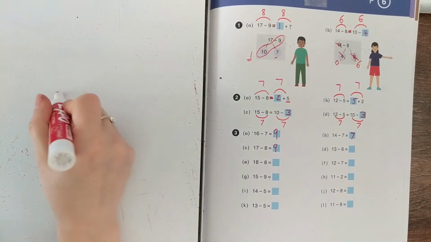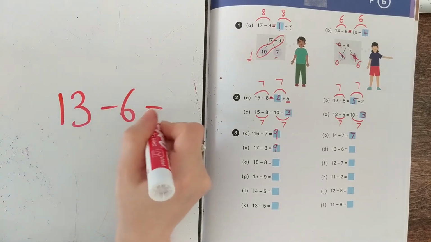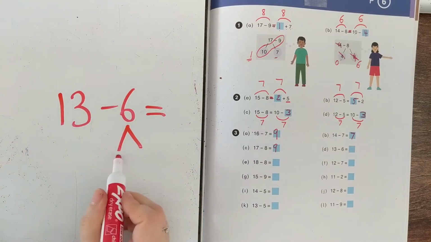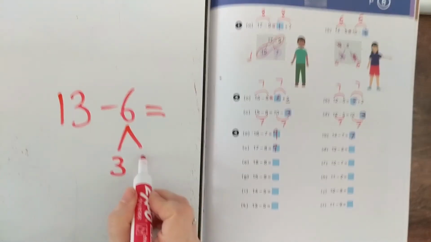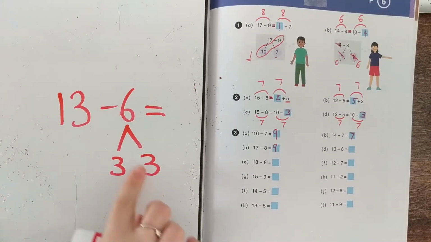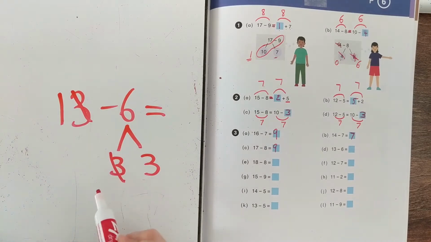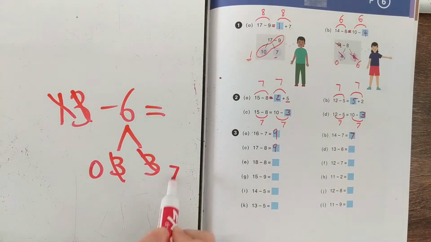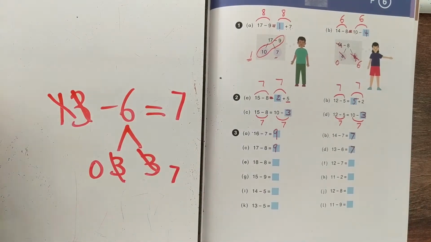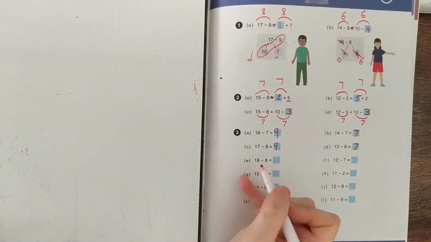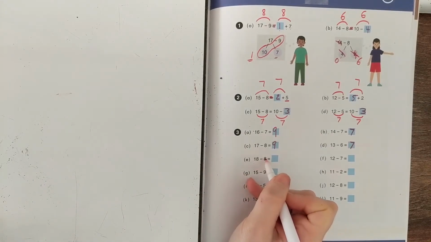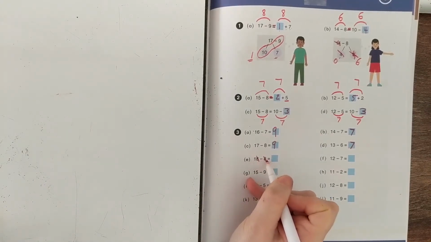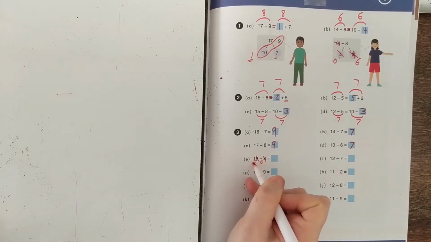13 minus 6. Inside the 6, there is a 3 and another 3 because 3 plus 3 is 6. Now we can subtract. 3 minus 3 is 0. 10 minus 3 is 7. Our answer is 7. 18 minus 8, I'll do that one here because I can just see the 8. 8 minus 8 is 0. That leaves me with my 10.